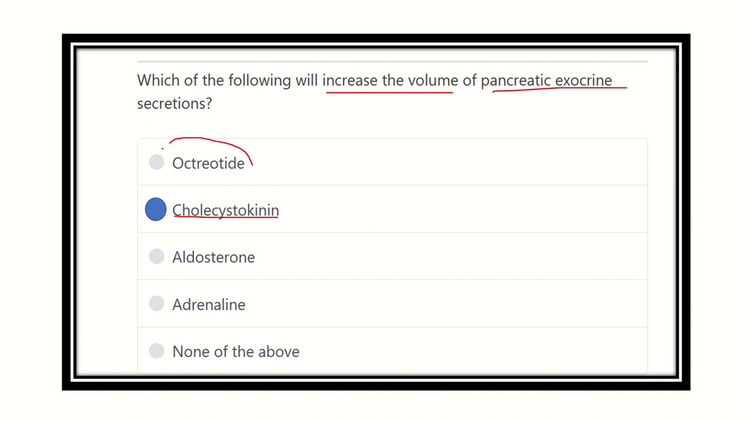Other options, such as octreotide. Octreotide is a somatostatin analog, and we know that somatostatin is a globally inhibitory hormone. So octreotide also reduces secretion in different parts of the gastrointestinal tract. So octreotide is responsible for reducing the volume, not increasing the volume. Then here we can see aldosterone. Aldosterone has no function here.